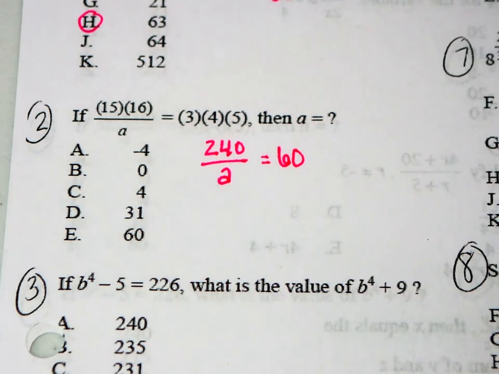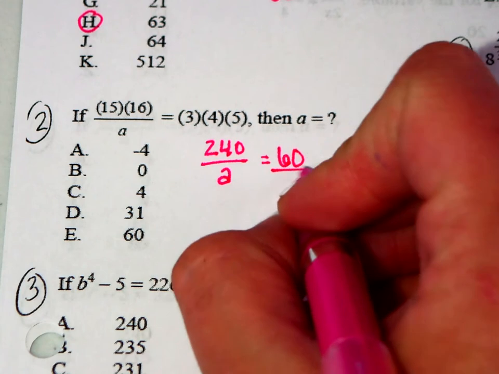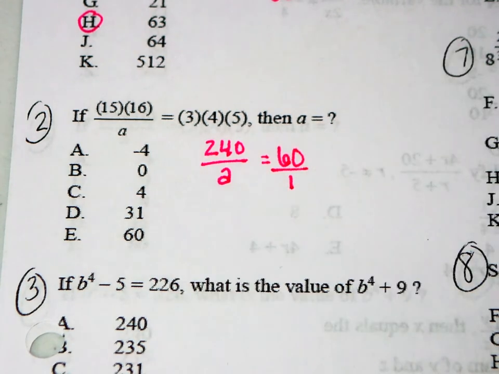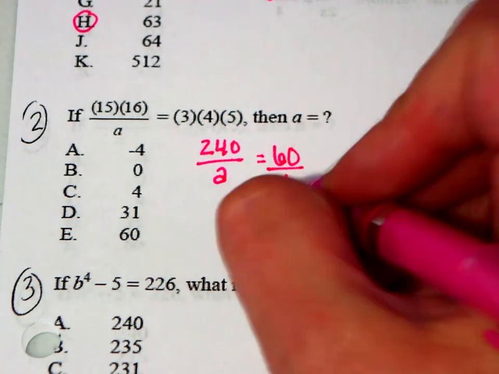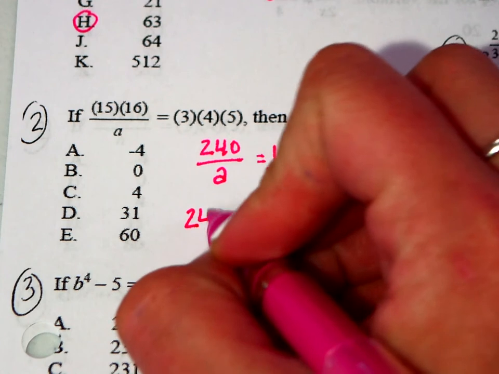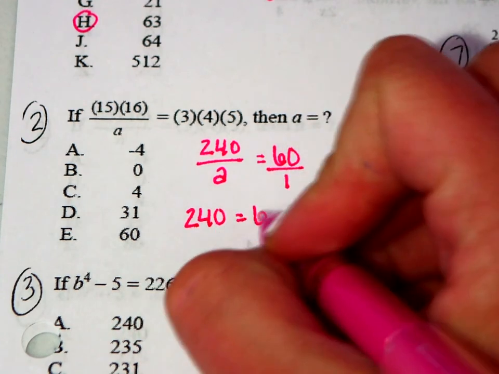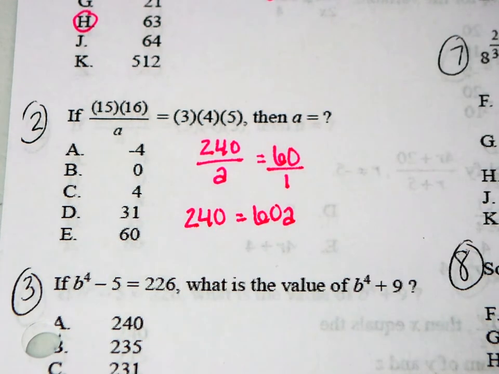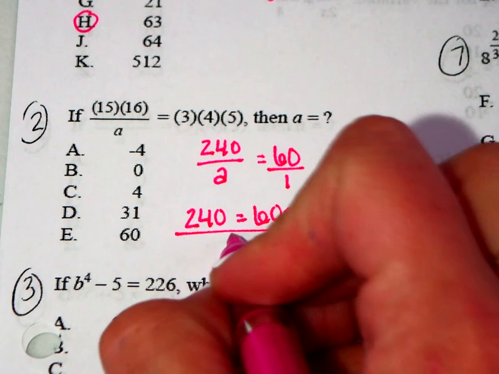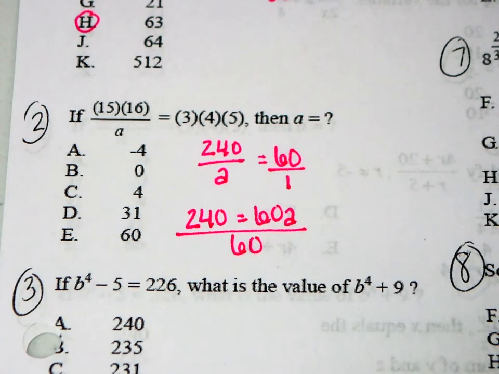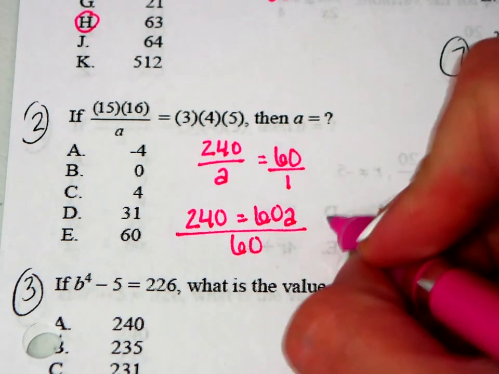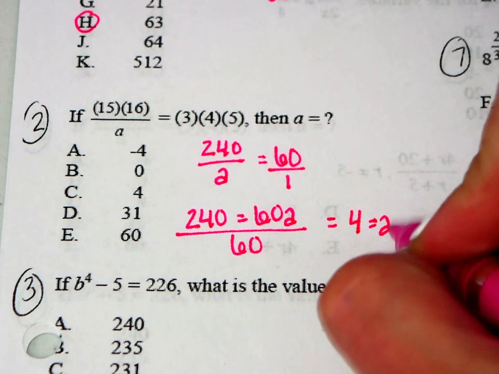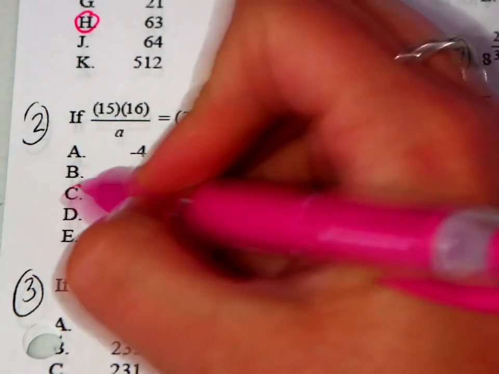Our end goal is to solve for A. So what I would recommend is some cross multiplication here. Remember, when a fraction equals a fraction, you can cross multiply. So I have 240 times 1, which is 240, and then 60 times A, which is just 60A. Dividing both sides by 60, I get 240 divided by 60, which is 4. So my A value is 4, which is option C.